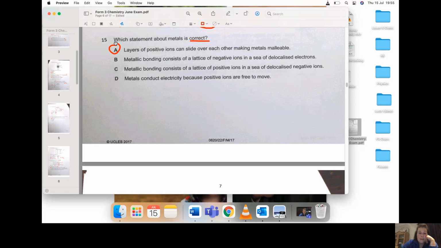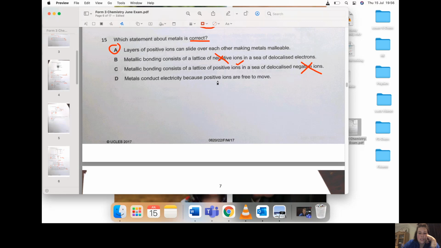Metallic bonds consist of a lattice of negative ions in a sea of delocalized electrons. That is wrong. It consists of a lattice of positive ions. Positive ions in a sea of delocalized electrons. Metallic bonding consists of positive ions, correct, in a sea of delocalized negative ions. That is wrong. It's in a sea of delocalized electrons. B and C mixed together are correct.